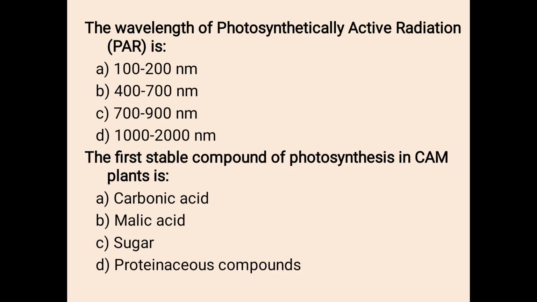Next question is, the wavelength of photosynthetically active radiation. Photosynthetically active radiation is also known as PAR. So the radiations between 400 to 700 nanometer are considered the best for photosynthesis, and this is known as photosynthetically active radiations.